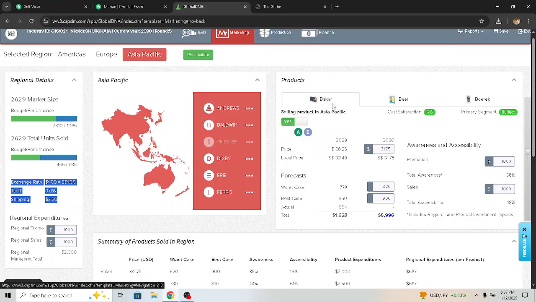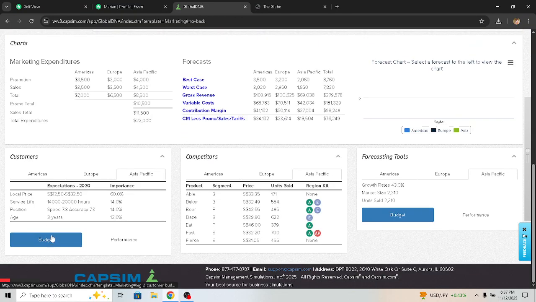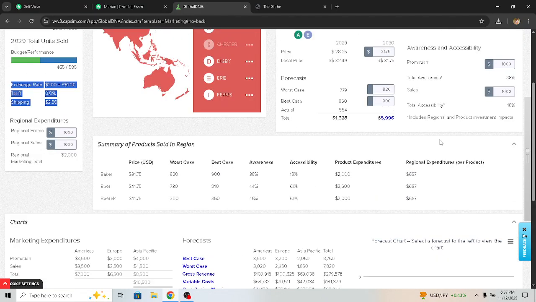So we'll start with the product Baker. Looking at product Baker, we sold it previously at 32.49 Singapore dollars, and in this round we decided to settle for 31.75 Singapore dollars. That's based on our customers' wants here. It's between 12.50 and 32.50, so we settled for 31.75. We gave it a promotion of 1,000 and a sales budget of 1,000.